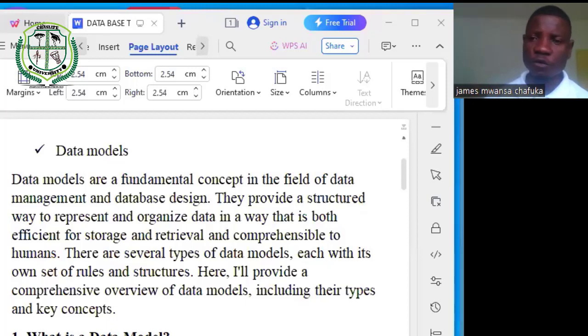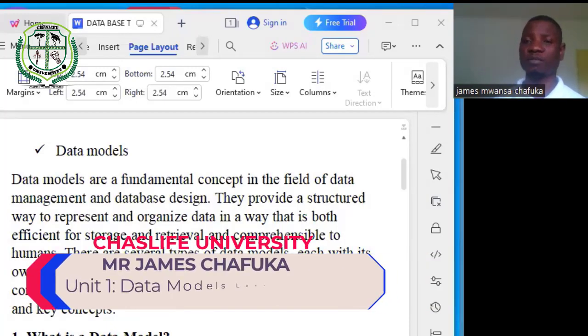Hi guys, so we are still looking at database technology, but here we proceed by looking at the data models. So here we proceed by looking at the data model in database technology. Data models are fundamental concepts in the field of data management and database design.